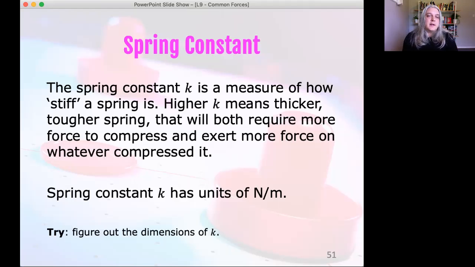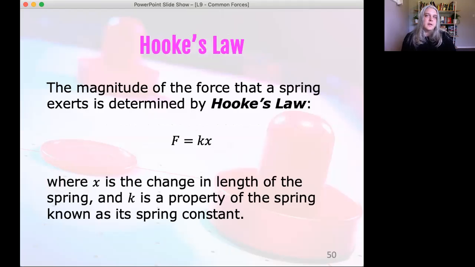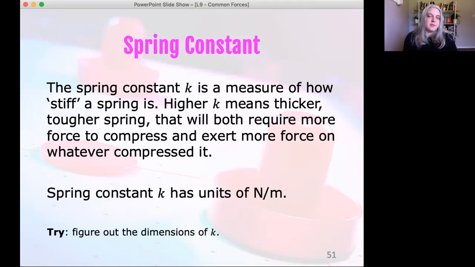Spring constant K, as you can see from the equation, hopefully it's no surprise that it's newtons per meter, because we've got F equals Kx. If F is newtons and x is meters, the only way this equation balances, the only way the units are the same on both sides of the equation is if K has units of N, newtons, to equal the force on the other side, over meters to cancel out the meters from the x. So the units have to be newtons per meter.